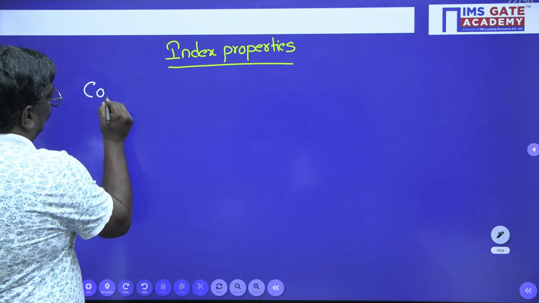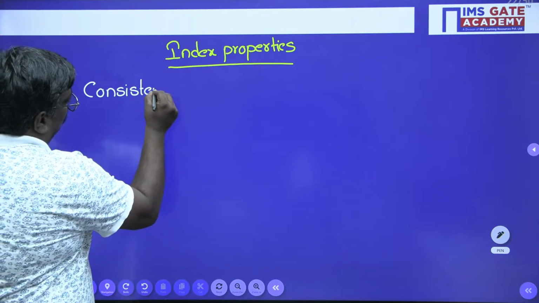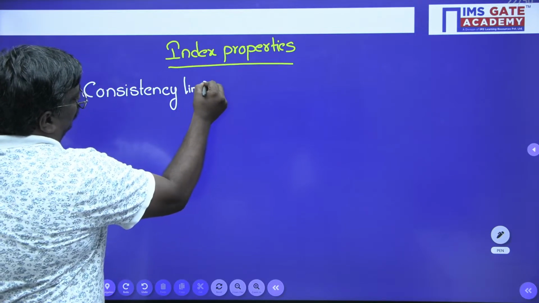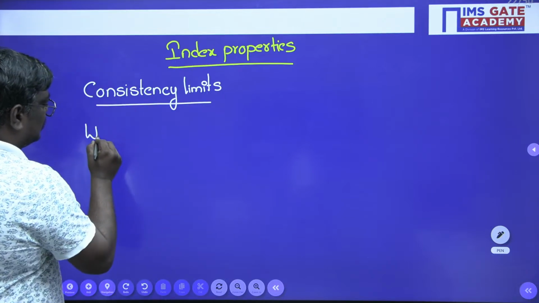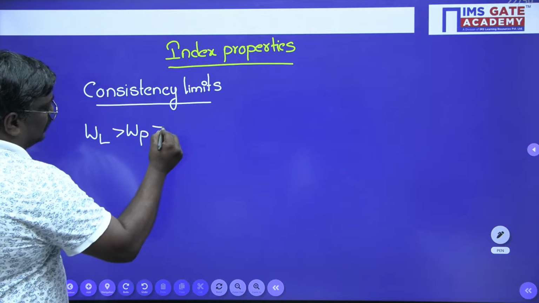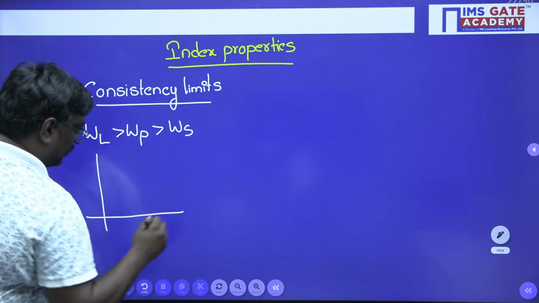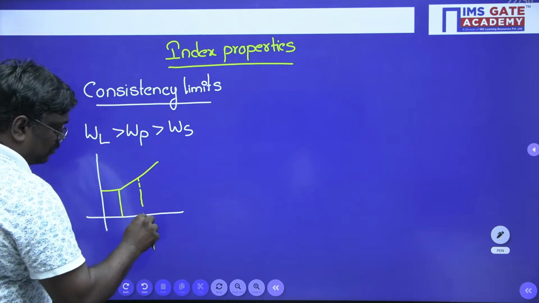Okay, when I talk about the consistency limits here, students, I hope you will take a screenshot of all these chapters. In consistency limits, liquid limit is greater than plastic limit, which is greater than shrinkage limit. And you should be aware of this graph where I have shown you.